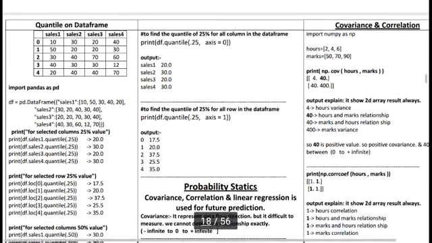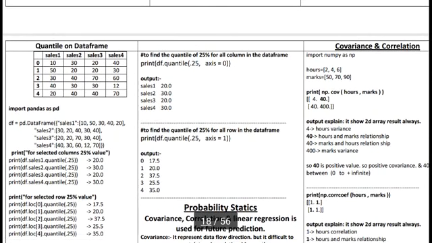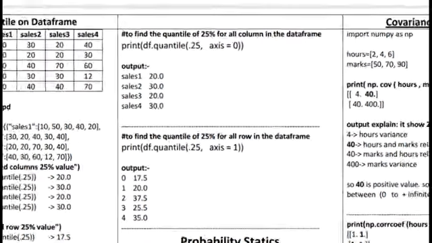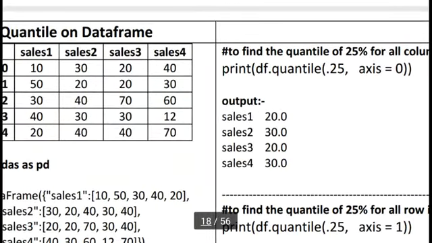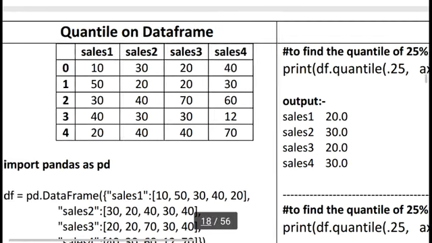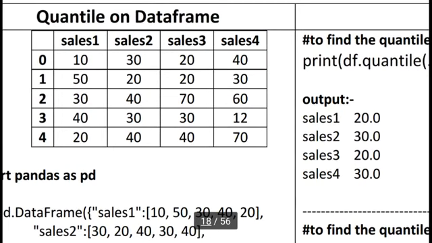Last time I used a single row or single line, but here I am using a table, which means we have multiple rows, and in multiple rows we can perform our quantile function very well. So you can see here I am taking one example. In this example we have sales data of various years to analyze. This is a data frame with sales 1, sales 2, sales 3 and sales 4.